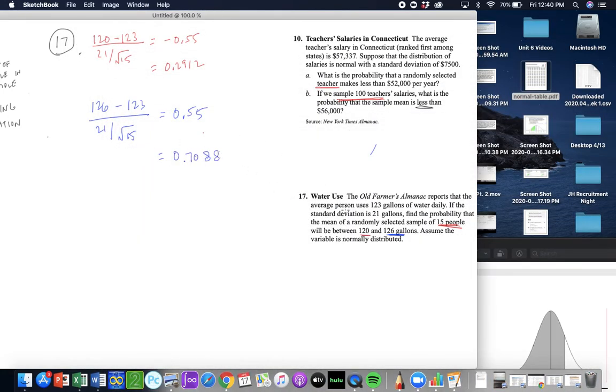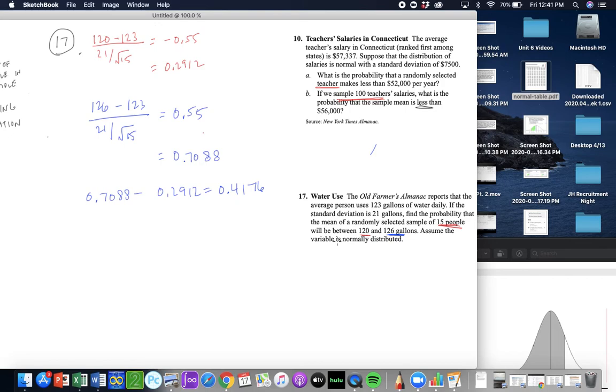All right. So just like we did in 6.1 and 6.2, because we're finding between, we're going to take the higher probability and subtract this one because we want to get rid of it. We want to find that middle ground. So that comes out to be 0.7088 minus the 0.2912 equals, as my final answer, 0.4176.